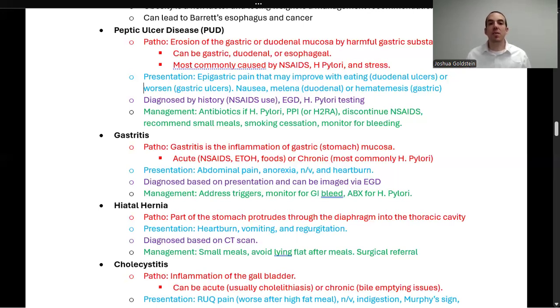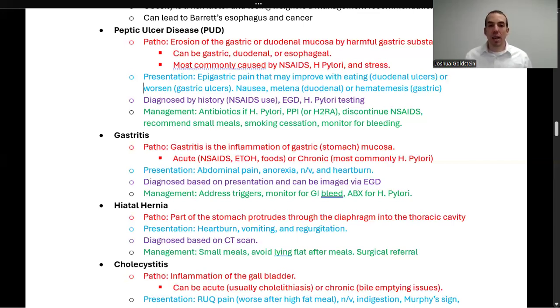How do we treat this? Very similar. You're going to see this very commonly throughout the rest of this lecture. We're going to address the underlying causes, the triggers in this patient. We're going to monitor the patient for development of a GI bleed. That would be a huge nursing fail if we didn't catch the signs of a GI bleed. Let's say the heart rate suddenly heading up, or blood pressure heading down, or anything like that. And finally, if it is caused by H. pylori, meaning it's the chronic one, then we would definitely treat them with antibiotics.